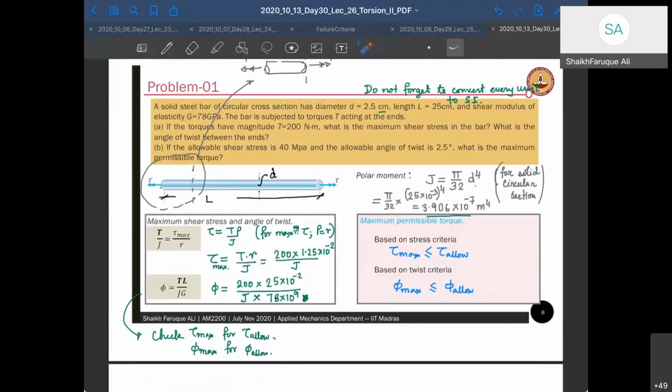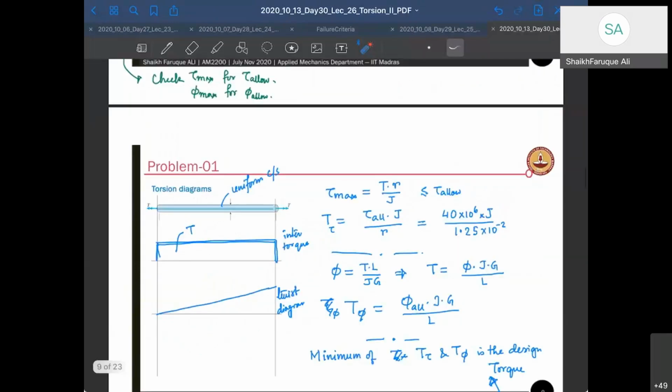Now, the second question is: if the allowable shear stress is 40 MPa and the allowable angle of twist is 2.5 degrees, what is the maximum permissible torque? This is a design problem. You have been given the maximum stress capacity and the maximum twist that is allowed. You need to find the maximum torque that you can apply to the material so that you are within the limits. First, you can check whether these values are within the limit or not. I have found J also here, so you just have to put it back into the formula.